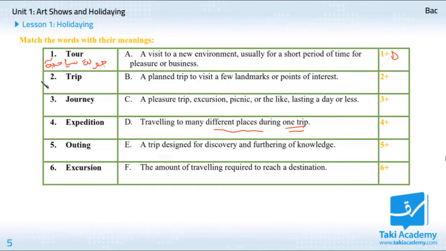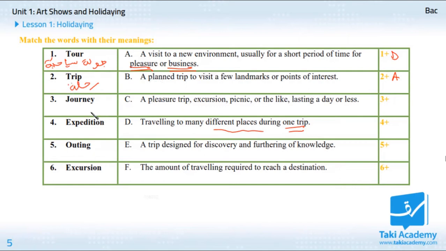Okay? Now, trip. What is a trip? A trip is a visit to a new environment, usually for a short period of time, for pleasure. It can be a trip for pleasure or for business, okay? That's why we say a business trip. We don't say a business tour, or business journey, business expedition, business outing, or business excursion. No, we only say business trip. So we have 2 plus a, and this means this in Arabic.